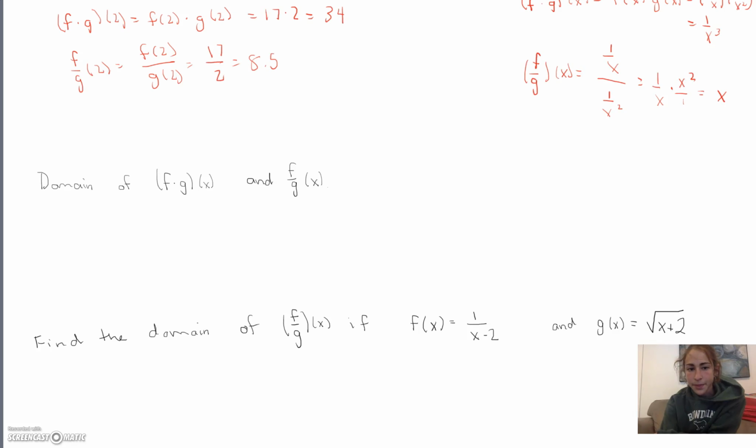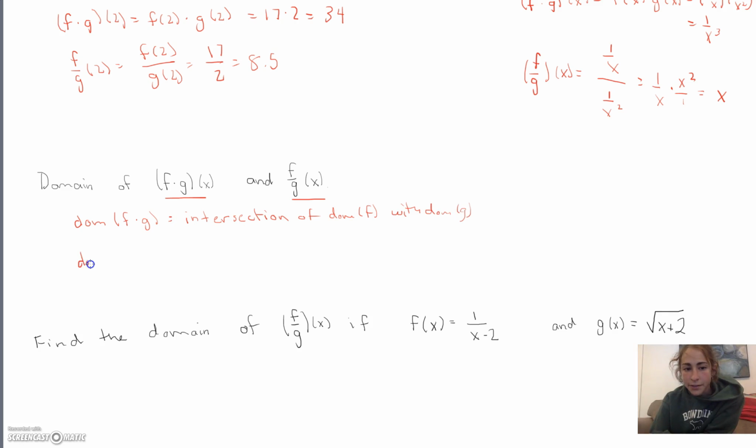Now, when we talk about the domain of the product or the quotient, it's very similar to when we talked about the domain of the sum or the difference. So let's talk about the product first. To get the domain of f times g, this is just going to be exactly how we computed it before, the intersection of the domain of f with the domain of g.